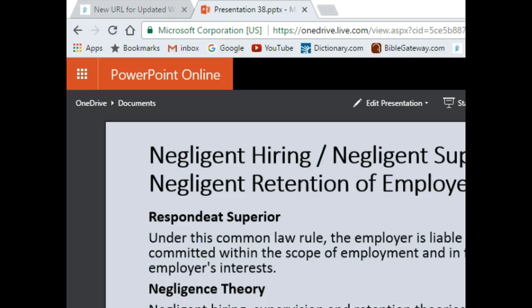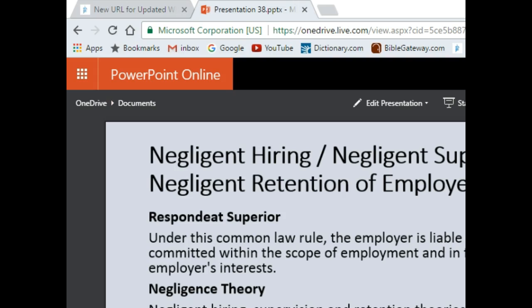Let's talk about the tort of negligent hiring. I've included negligent supervision within that context and negligent retention of employees. We've actually used these terms before in our studies, and I mentioned at the time that we'll revisit the concept of respondeat superior later on. Well, now is that later on time.